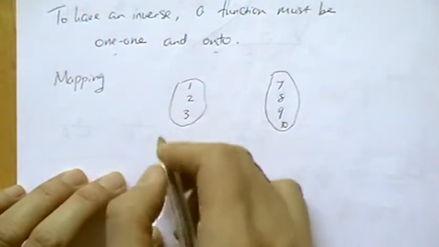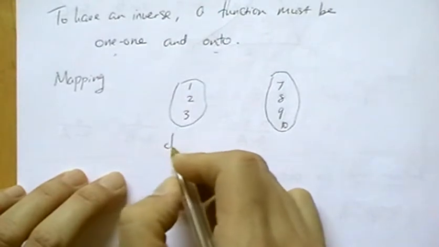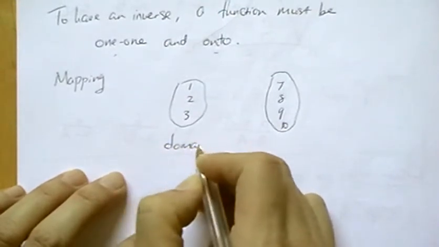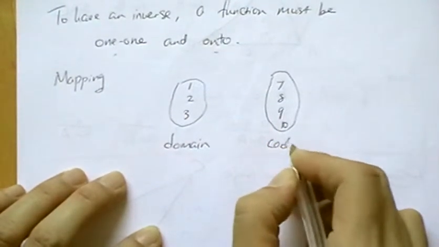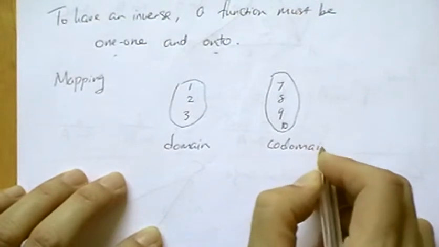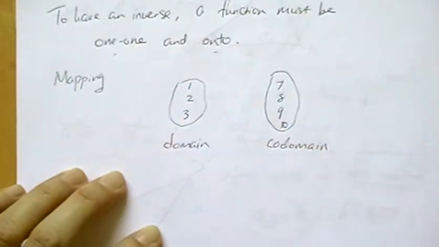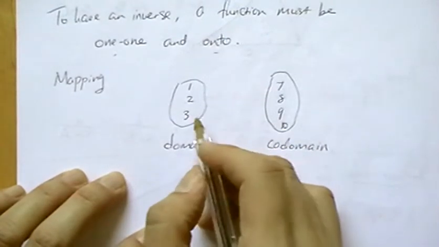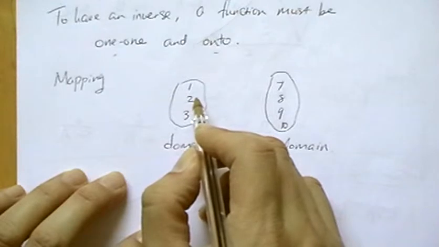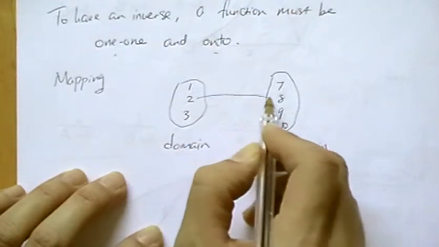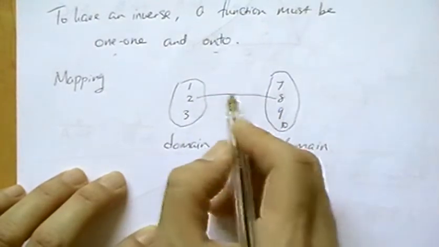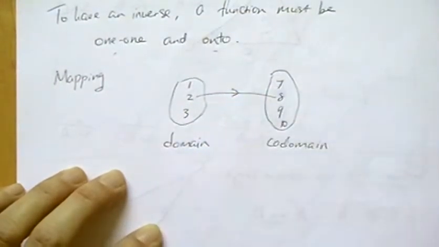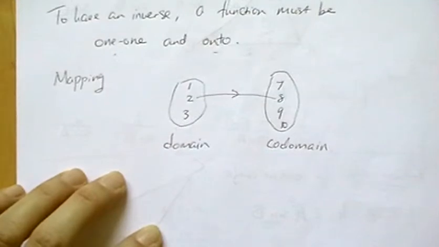So this first set here has a name. It's called a domain. And the second set is called a co-domain. And for example, if the rule is that 2 is related to 8, we say that 2 is mapped to 8. Okay, so that's our mapping.